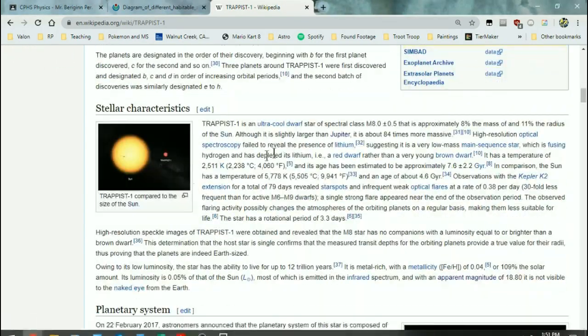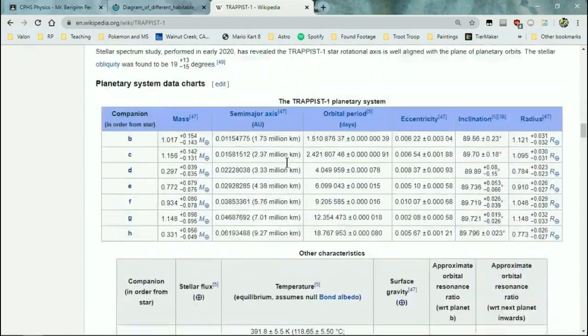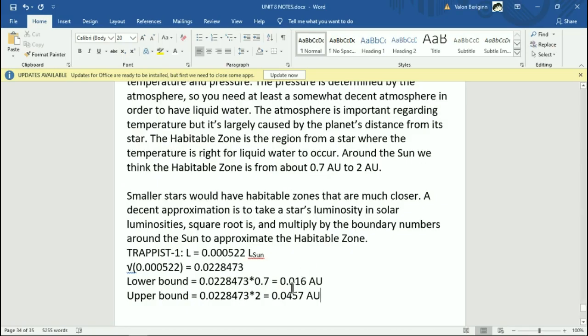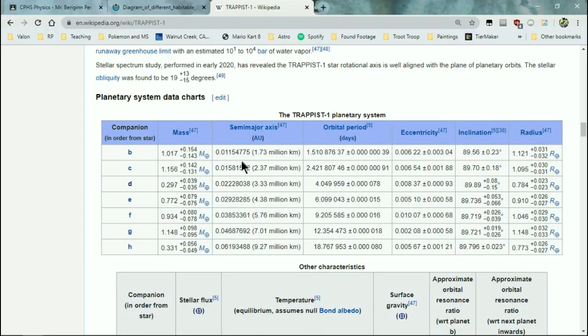And you can see, because TRAPPIST has all these planets, here's your axis. So what do we have? We want between 0.016 and 0.045. That gives D, E, and F as potentially inside the habitable zone. F is actually the closest to D. Anyway, so you can see how this could work in that sense. And again, of course, this is all approximations.